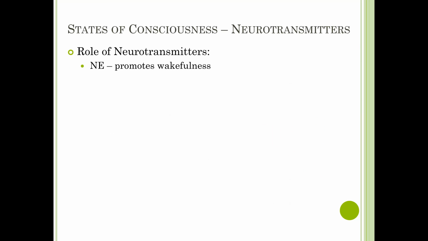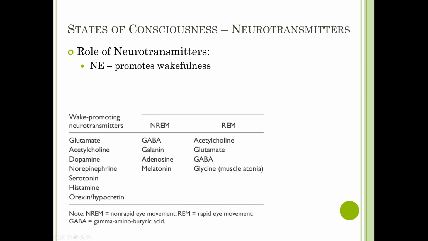So let's look at the role of neurotransmitters in states of consciousness. Norepinephrine is one of the neurotransmitters that promotes wakefulness, but the story is actually a lot more complex than your textbook makes it seem. In reality, there are several neurotransmitters that promote wakefulness, including serotonin, which your book mentions as a sleep-promoting neurotransmitter. The neurotransmitters in the left column are all wake-promoting neurotransmitters. And then you've got different neurotransmitter sets for non-REM or deep sleep, and then REM or rapid eye movement sleep.